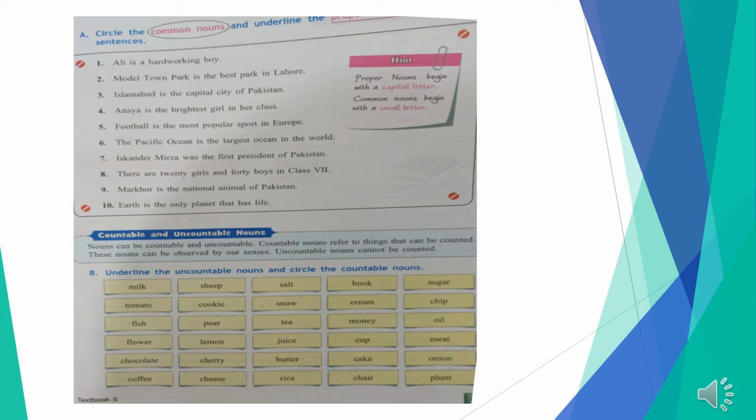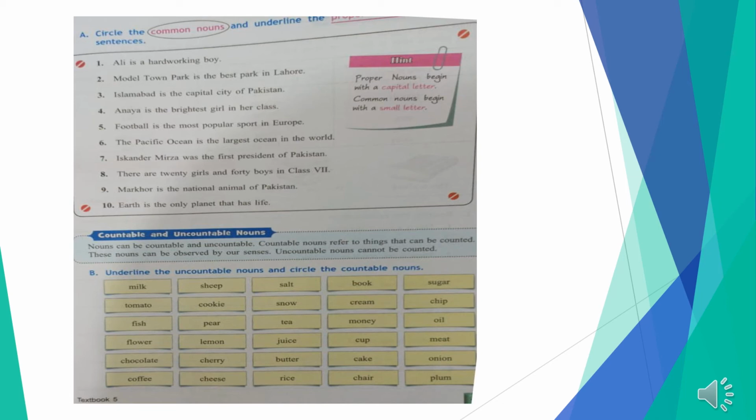Milk. Can we count it? Like we can say that I am having 2 kg milk in that bag. So we are not counting the milk. We are just measuring it. So milk is uncountable. Tomatoes are countable. Fishes are countable. Flowers are countable. Chocolates are countable. Coffee, it's uncountable.